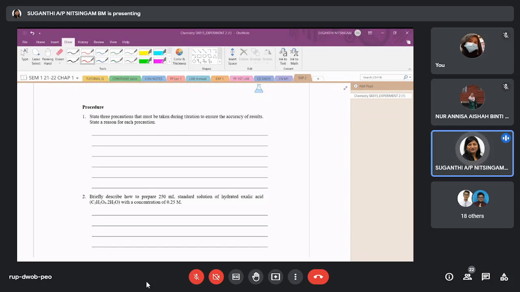But if you have done both those and it still doesn't come out, raise your hand and tell the lecturer, Madam, there is an air bubble here. I have tried draining out and I've already flicked the tip also, but the air bubble is very stubborn. So she will change the burette for you. Okay, next let's have Syuhada.